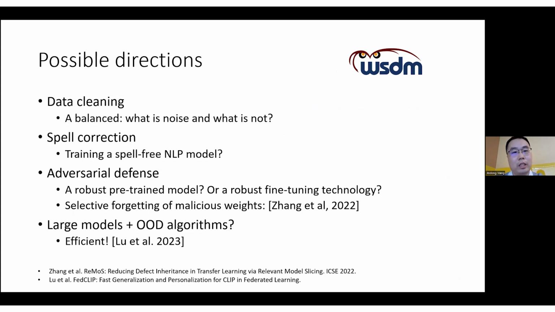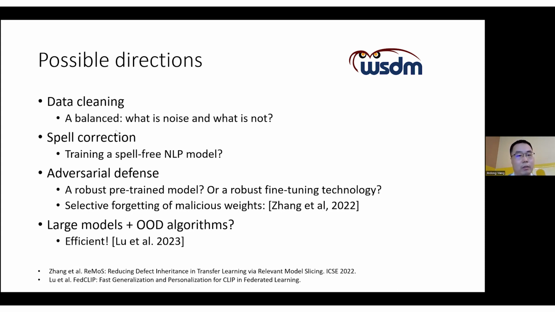So last but not least, I would like to discuss some possible directions for future research, maybe to improve the adversarial or OOD robustness in training large language models. The first one is actually what I've mentioned before. It's data cleaning. The most important thing here is to recognize what is noise and what is not. Maybe adding some noise to the data set can actually help you to ease overfitting. But if you just remove all the noise, maybe your model will tend to overfit. It's a balance. The second part is spell correction. It's very easy, and I also introduced it before.